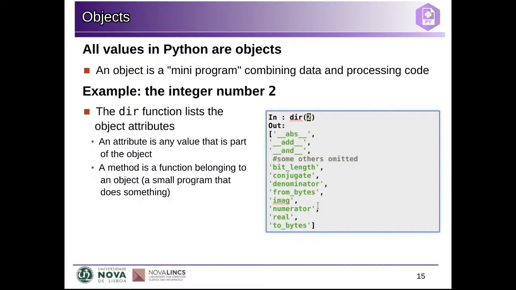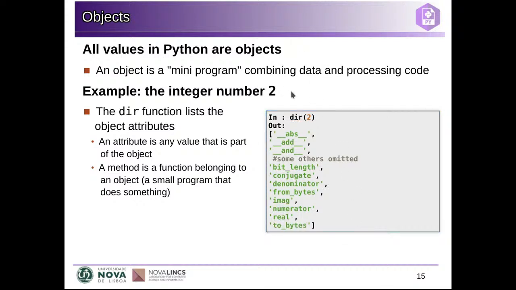So basically, attributes are values that the object can hold. For example, the conjugate or the real part of a complex number or things like that. These may be values, or it can have methods. Methods are functions that the object has that can compute something and return some result or produce some effect. For example, you can convert this to a series of bytes using this function here.